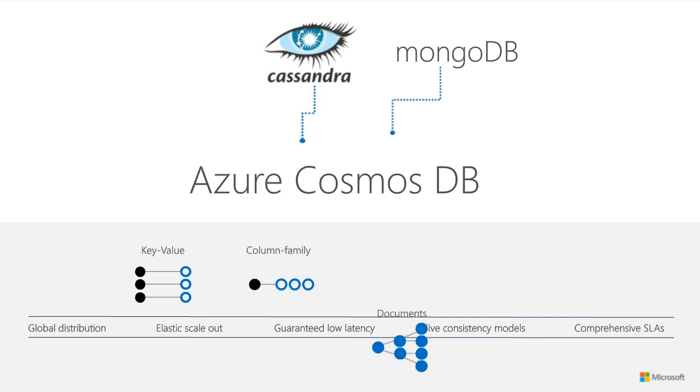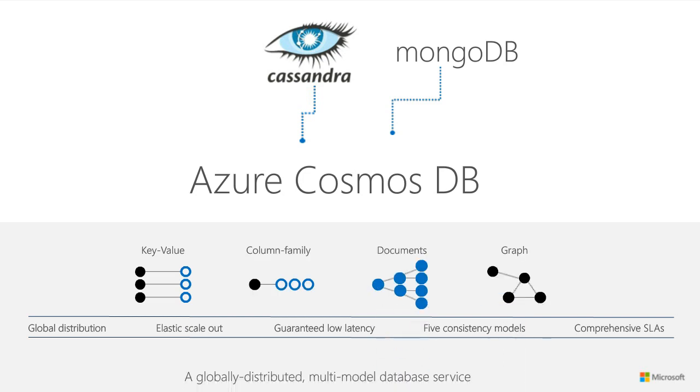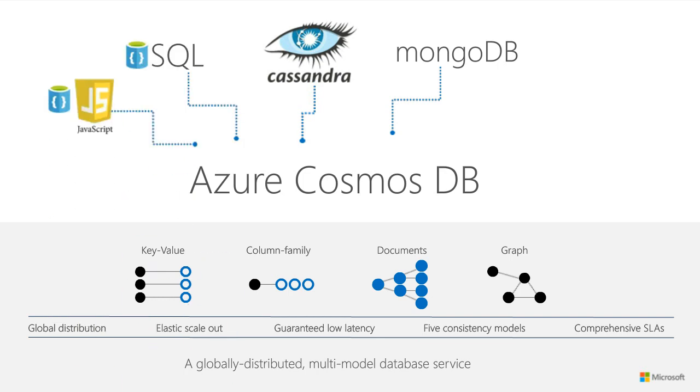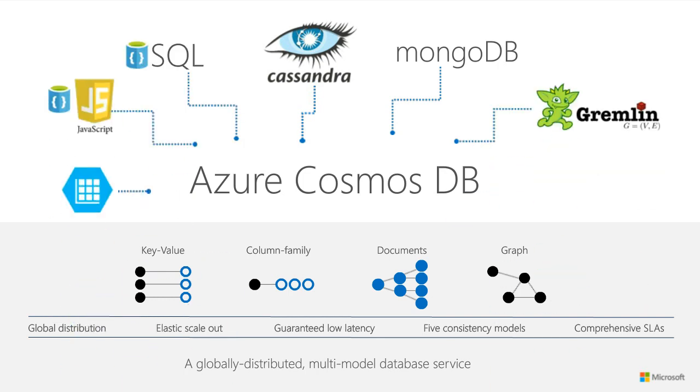So Azure Cosmos DB is a globally distributed multi-model database as a service. We support multiple APIs. The APIs we support are the Cassandra API, MongoDB API, Gremlin API, the SQL API, the Table Storage API, and the JavaScript API. We are multi-model, so we do support different types of models. For those of you who are familiar with the NoSQL databases, we do support key value stores, column family, documents, and graphs.